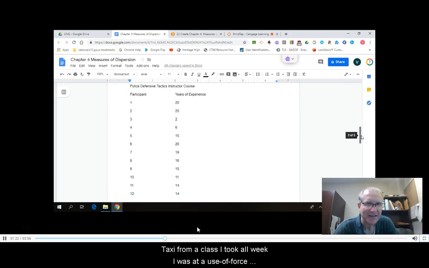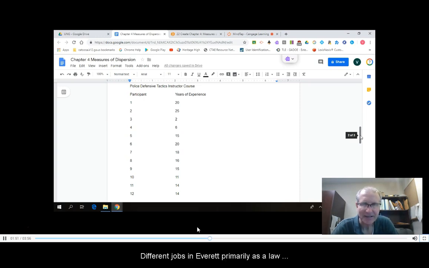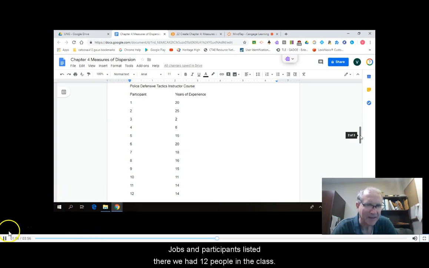So the data I decided to look at is actually from a class I took all week. I was at a use of force and defensive tactics instructor course for my agency, and I thought that'd be a good set of numbers to use. I looked at the participants and the years of experience they have in some type of law enforcement. Some of these were juvenile probation. Actually, one lady was an attorney. So there are some different jobs in there, but primarily it's all law enforcement related. And you can see the participants listed there.